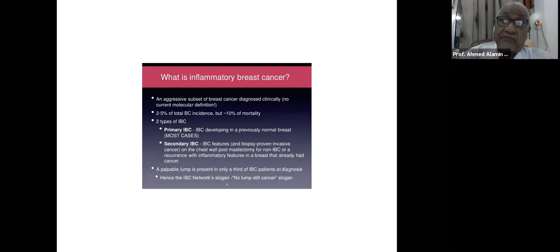After surgery for non-inflammatory cancer, there may appear signs of inflammatory breast cancer, as seen by invasion of the lymphatics, or recurrence with inflammatory features in a breast that already had cancer. A palpable lump is present in only 1/3 of inflammatory breast cancer patients at diagnosis. Hence, the Inflammatory Breast Cancer Network slogan, "No lump is still cancer."